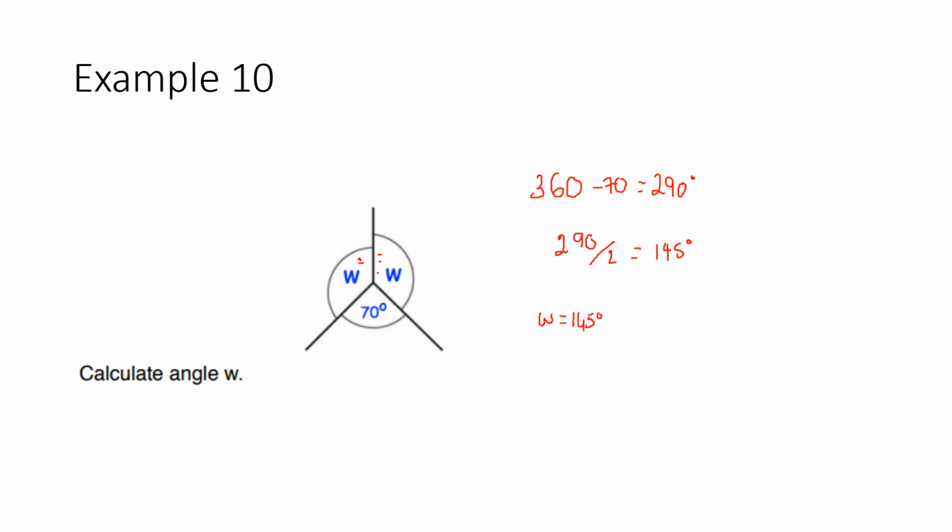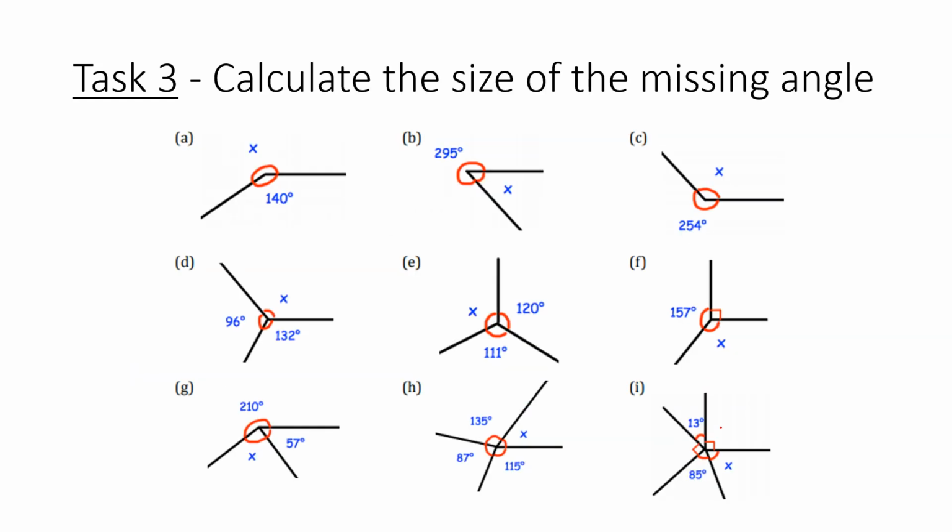Both of them are. And if you just want to make sure that you've done it correctly, all you have to do is you have 2 sets of W, so you have 2 sets of 145, and then you have 70. So if you add them together, use your calculator if you need to, do 145 plus 145 plus 70, and you should get a value of 360. And if you do, that is correct. So pause this video and have a go at these questions.